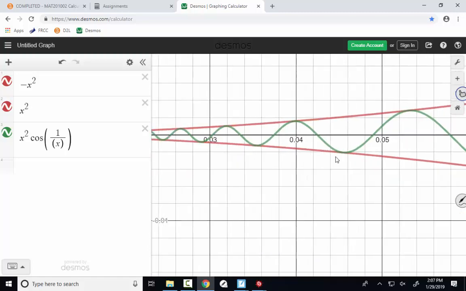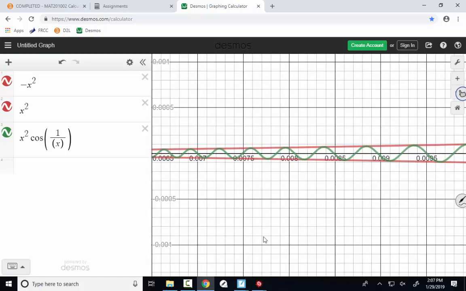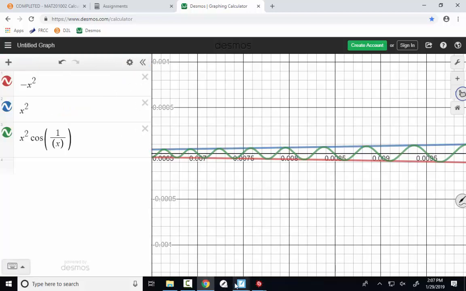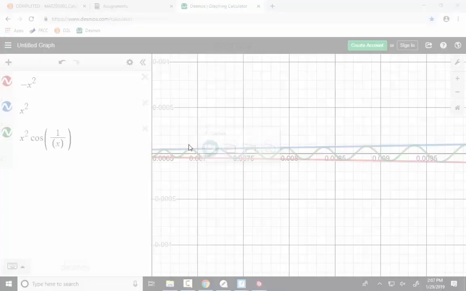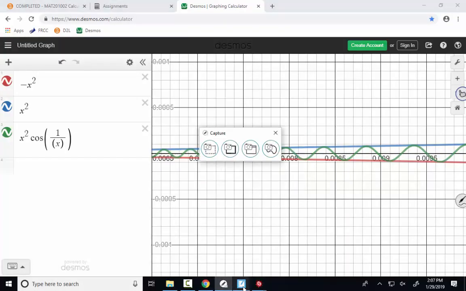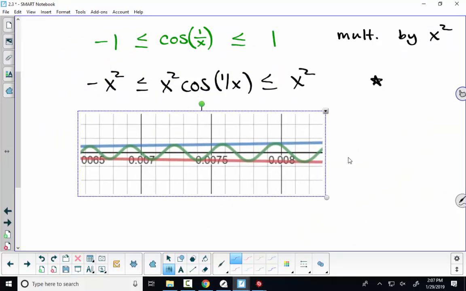See, we're going to get closer and closer. So we've got two nice functions, the quadratics, that are sandwiching in the more difficult function x squared cosine of 1 over x. We'll just take this snapshot and put it in our notes. And then we'll take a break and pick back up here.